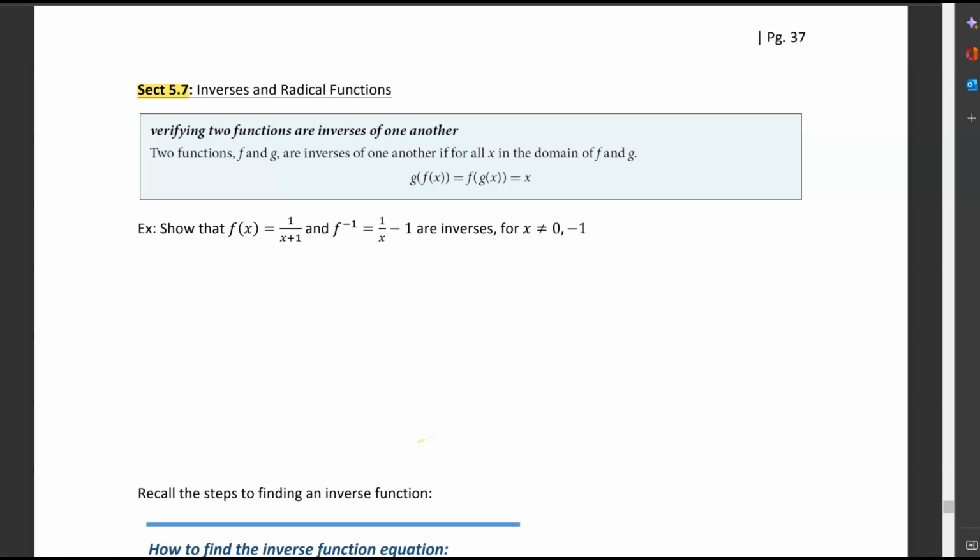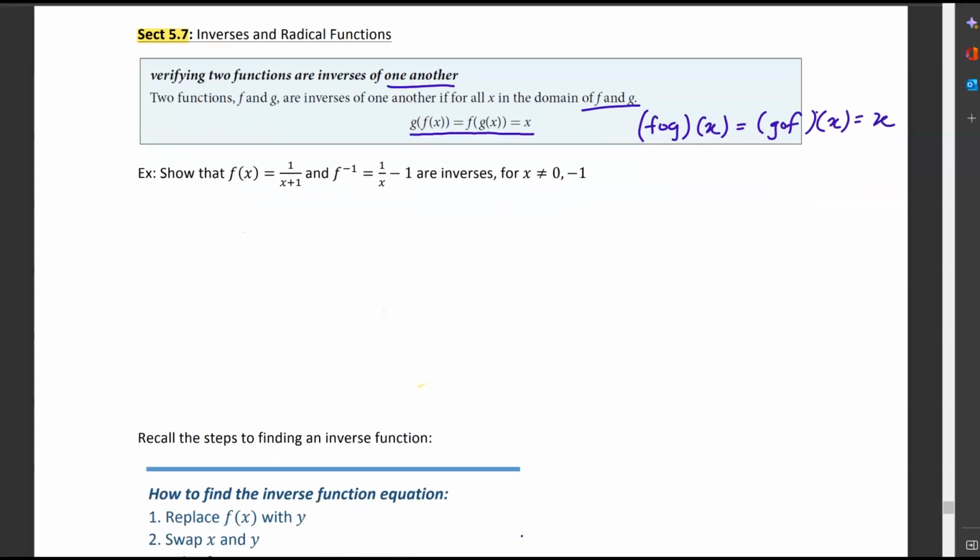Hi class, we have arrived to section 5.7, inverses and radical functions. So, verifying two functions are inverses of one another. Remember, that's just us checking that if we have f and g, then f composed with g of x equals g composed with f of x. Both of those equal x, and that's exactly what this is saying. So we know they're inverses if we compose them and we get x out of both of them.